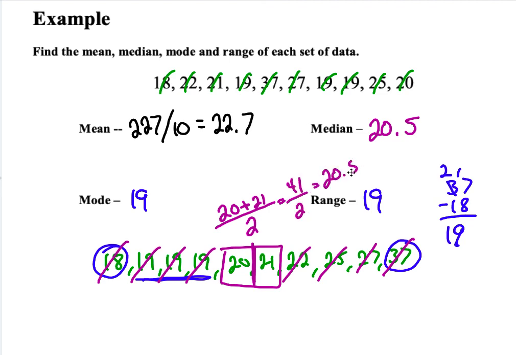And guess what we get if we do 20 plus 21 equals 41 divided by 2? We get 20.5. So for some of you, you might be able to look at those numbers and know what's right in between them. For others, you might have to go back and do that little bit of a calculation and figure out what that missing number is, what's in between those 2 numbers.